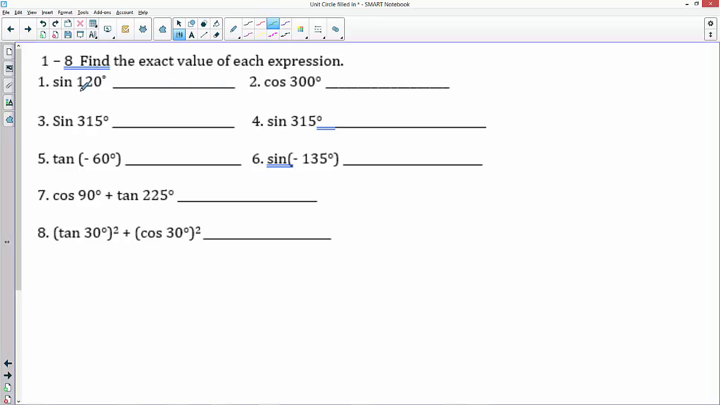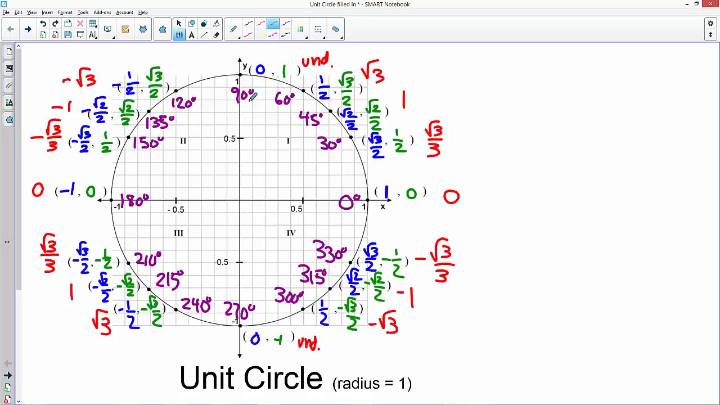So to do sine of 120, we're going to go to the unit circle, and remember that sine is the y value. So we're going to look up at the 120 dot, the dot where the radius forms a 120 degree angle with the x-axis, and we're going to look up the y value. Okay, very easy. So let's go back to our unit circle. Sorry, 120. So we're going to go to 120.